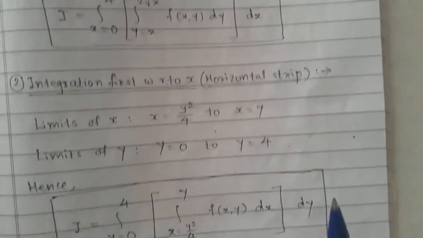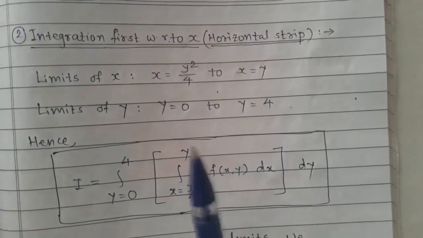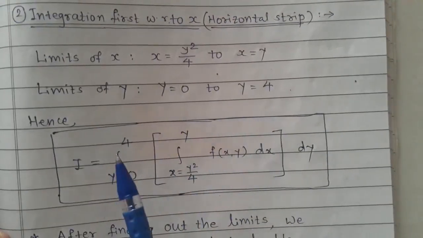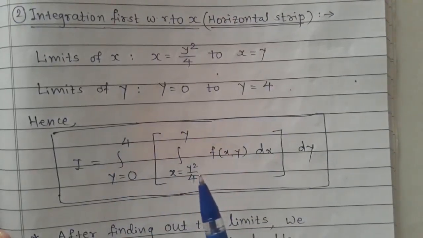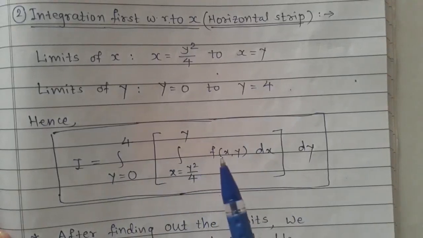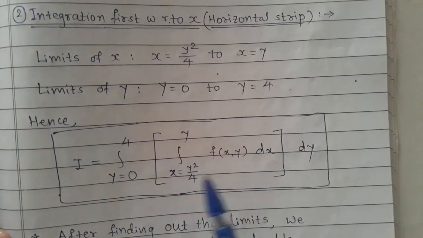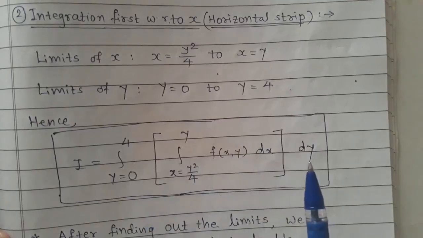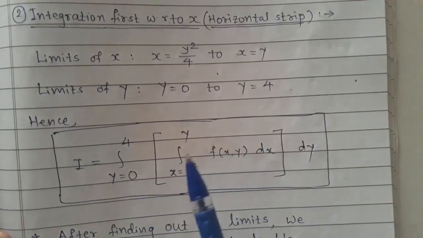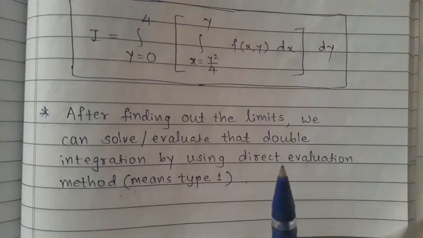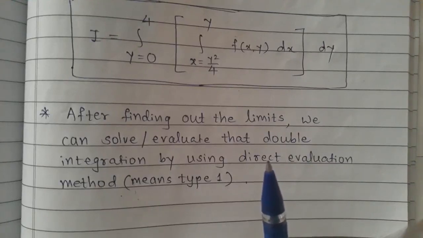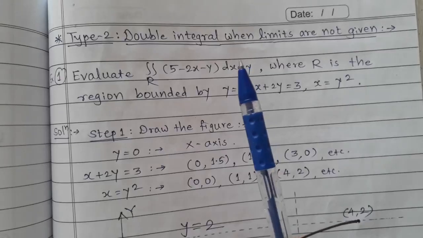In the next case we have already found the limits, so accordingly just substitute the limits: constant limits outside, y from 0 to 4, and x from y square by 4 to y, f of x y dx, limits of x inside, dx inside, and limits of y constant outside, dy outside. First we will integrate here with respect to x. After finding the limits, we can evaluate the problem by using the first type of direct evaluation method.